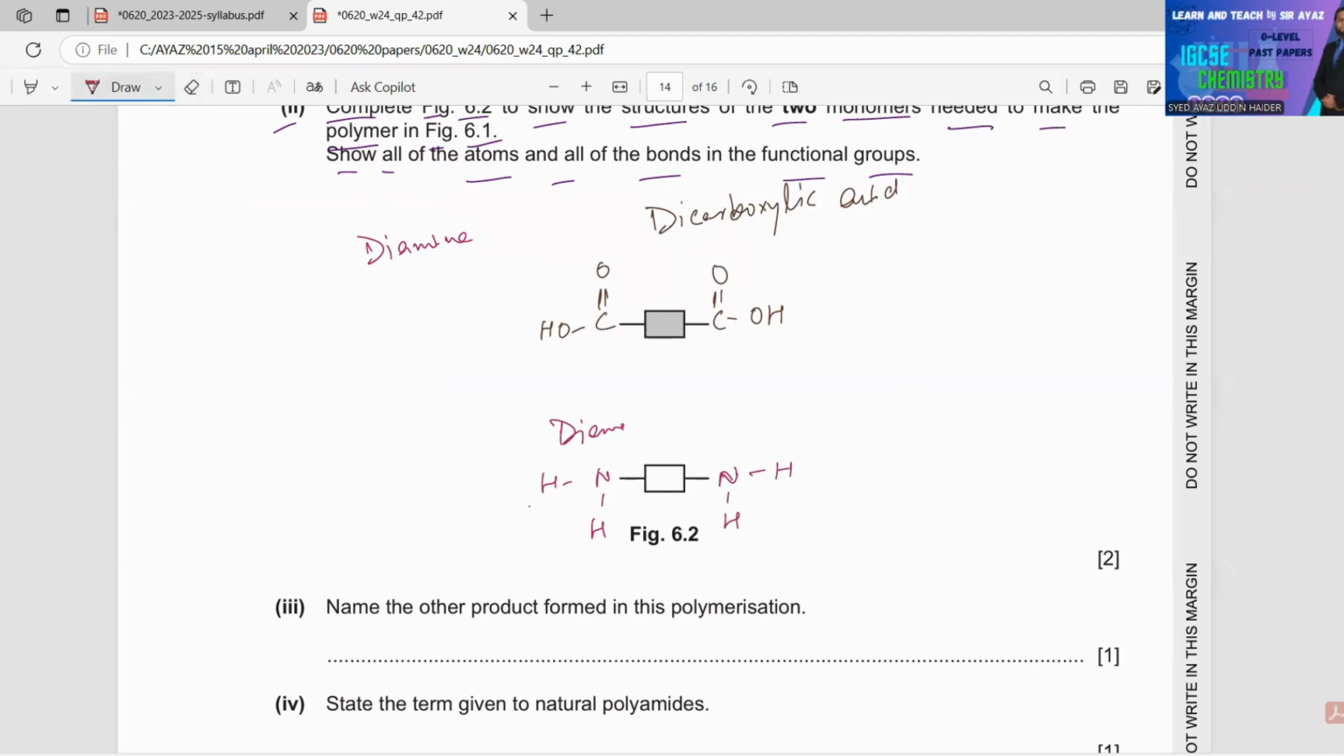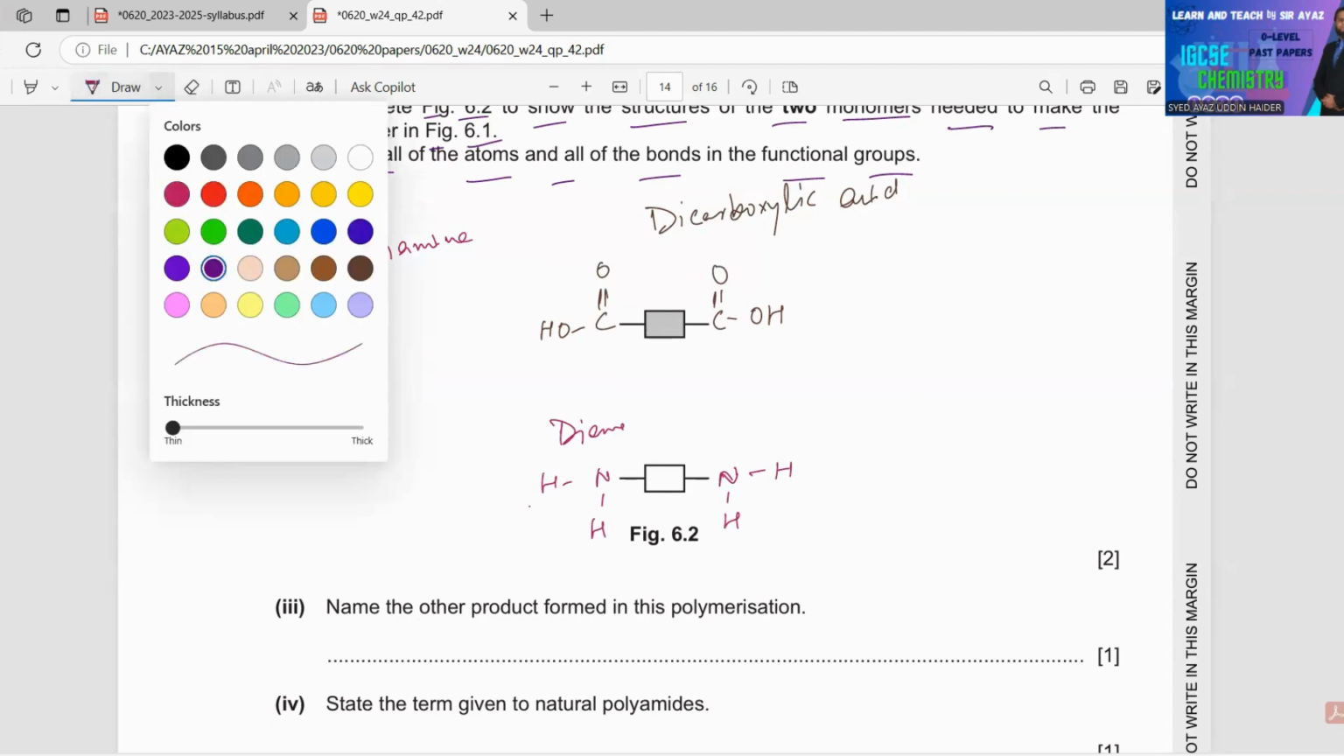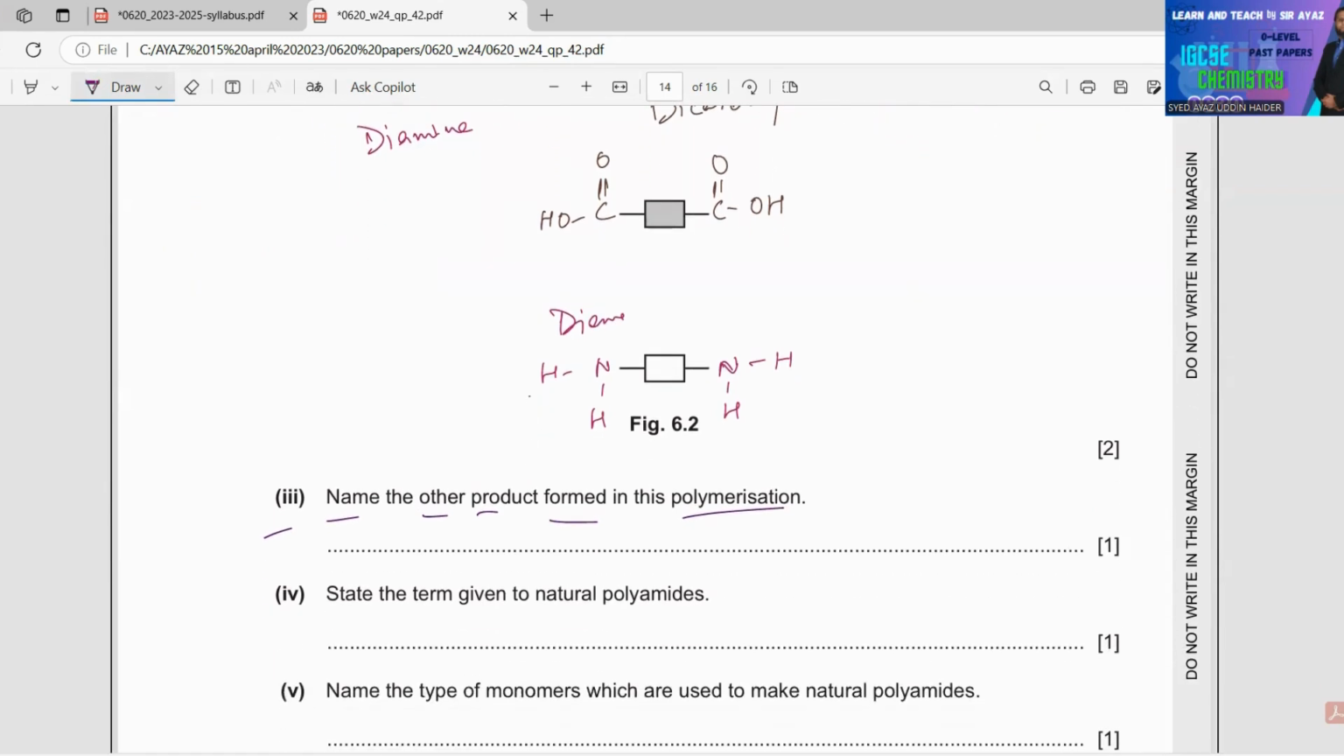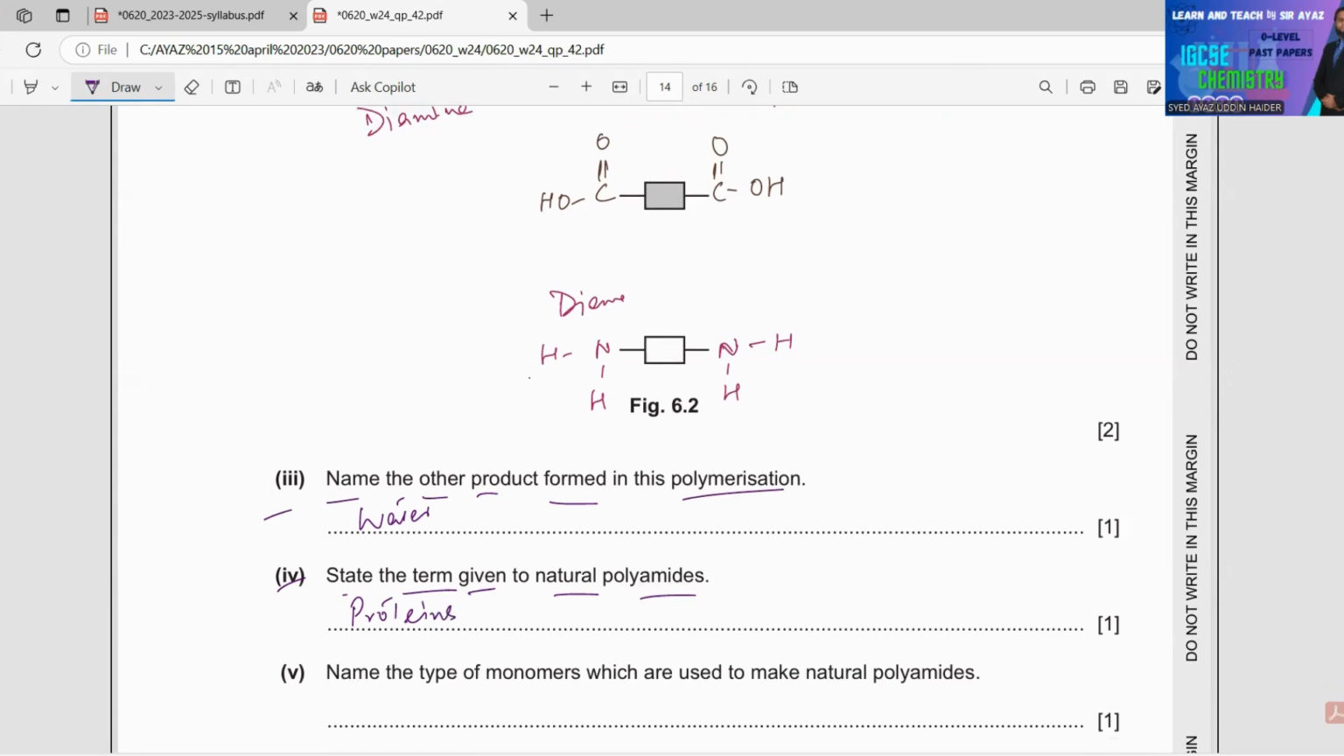Next part. Part 3. Name the other product formed in this polymerization. So if you look at the polymers, it must be water producing this. Number 4, state the term given to natural polyamides. It's proteins, known as proteins. We have natural polyamide, which contains amide linkage.